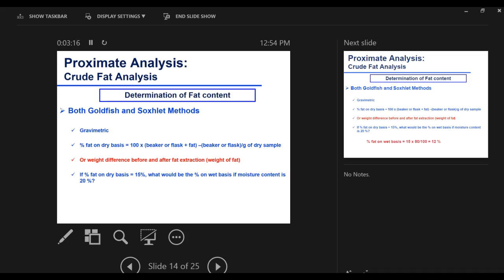Okay, so you have percent fat on dry basis is 15%. What would be the percent fat on wet basis if you know the moisture content to be 20%? So this is an exercise. You'll be doing that for the data that we just sent you today. So give it a go. 15% means 15 grams per 100 grams dry matter. So you want to calculate the percent fat on wet basis. That means dry matter plus moisture.